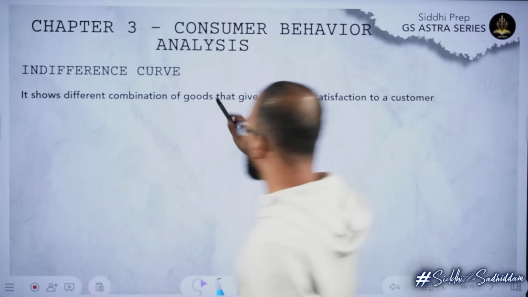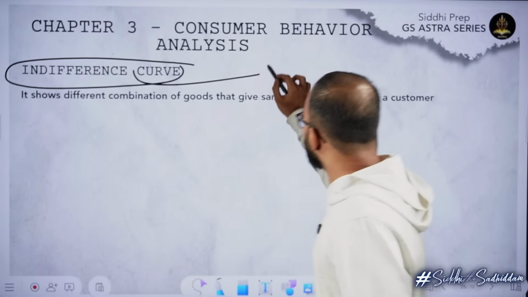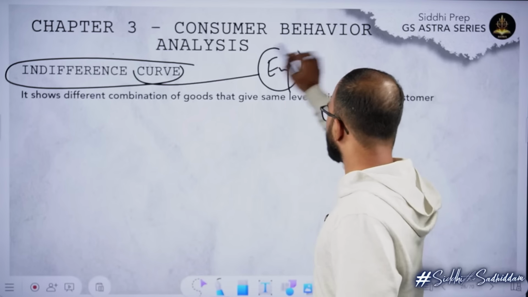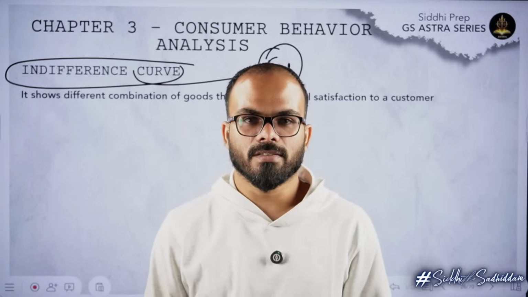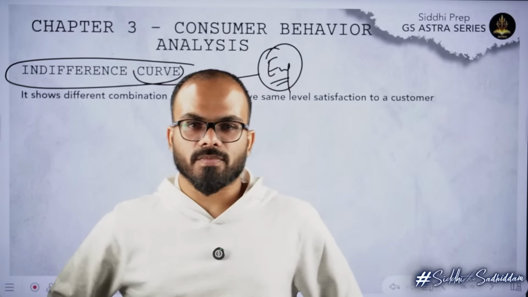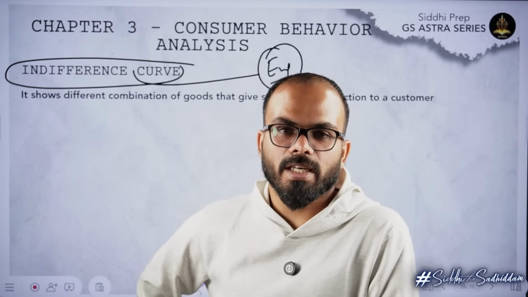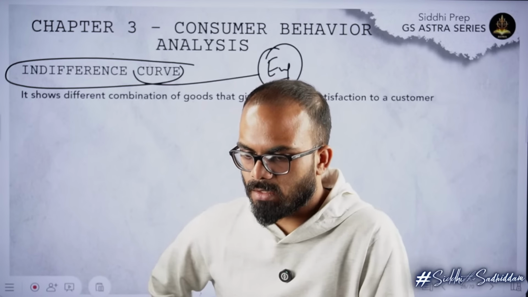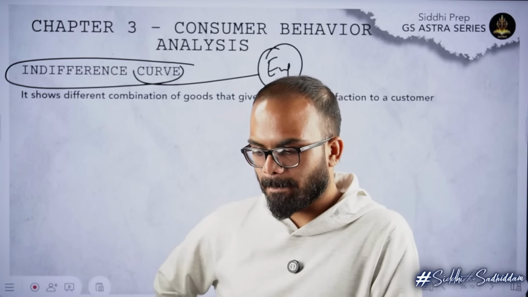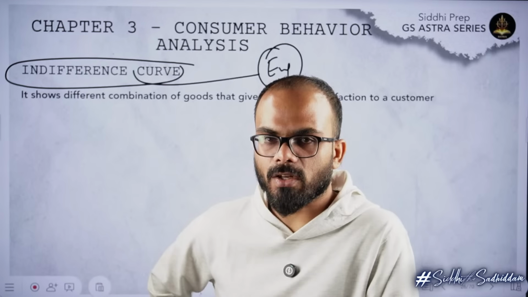So before I tell you what is an indifference curve, tell me what is the English meaning of indifference? What is stoic? What is stoic? No change, without difference, indifferent to pain or pleasure.